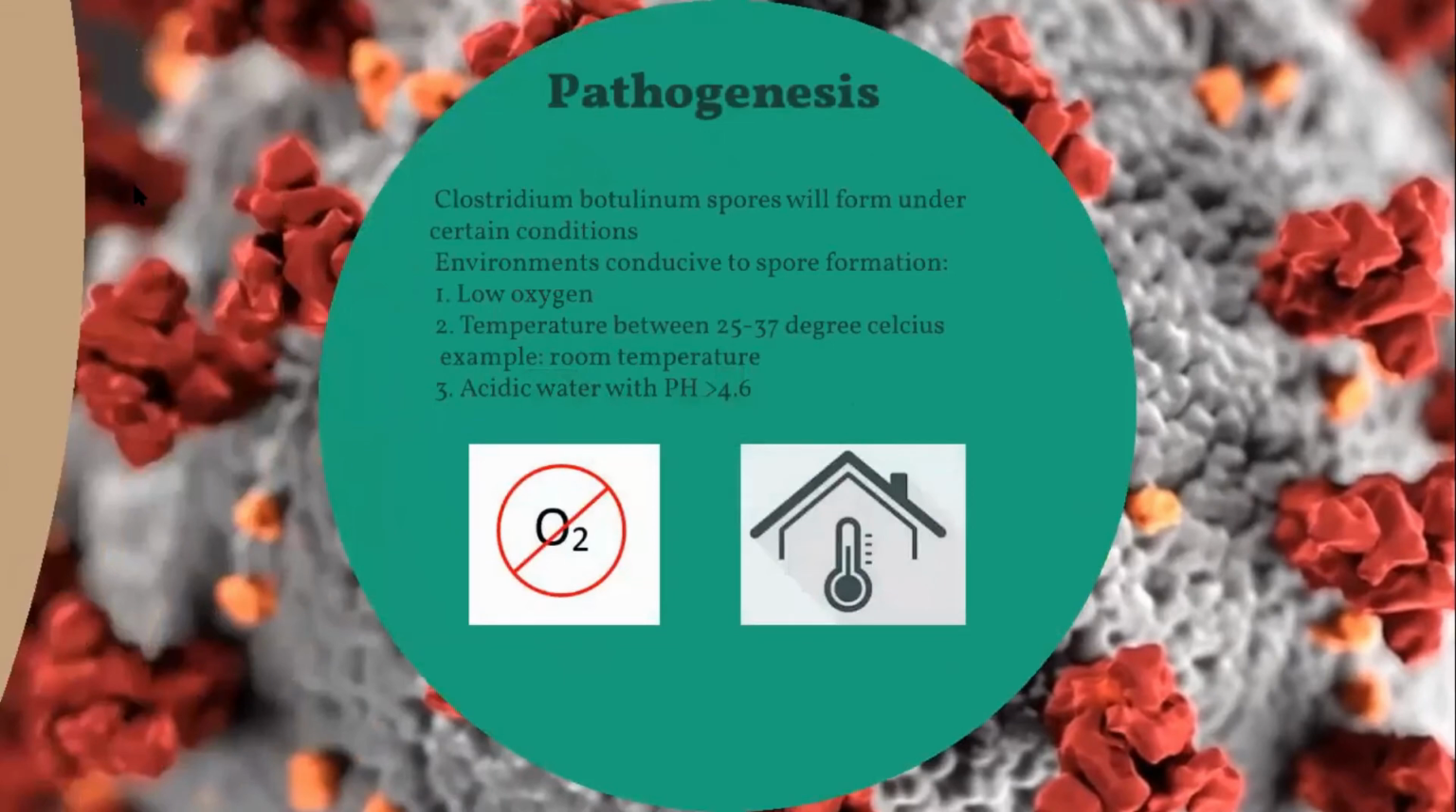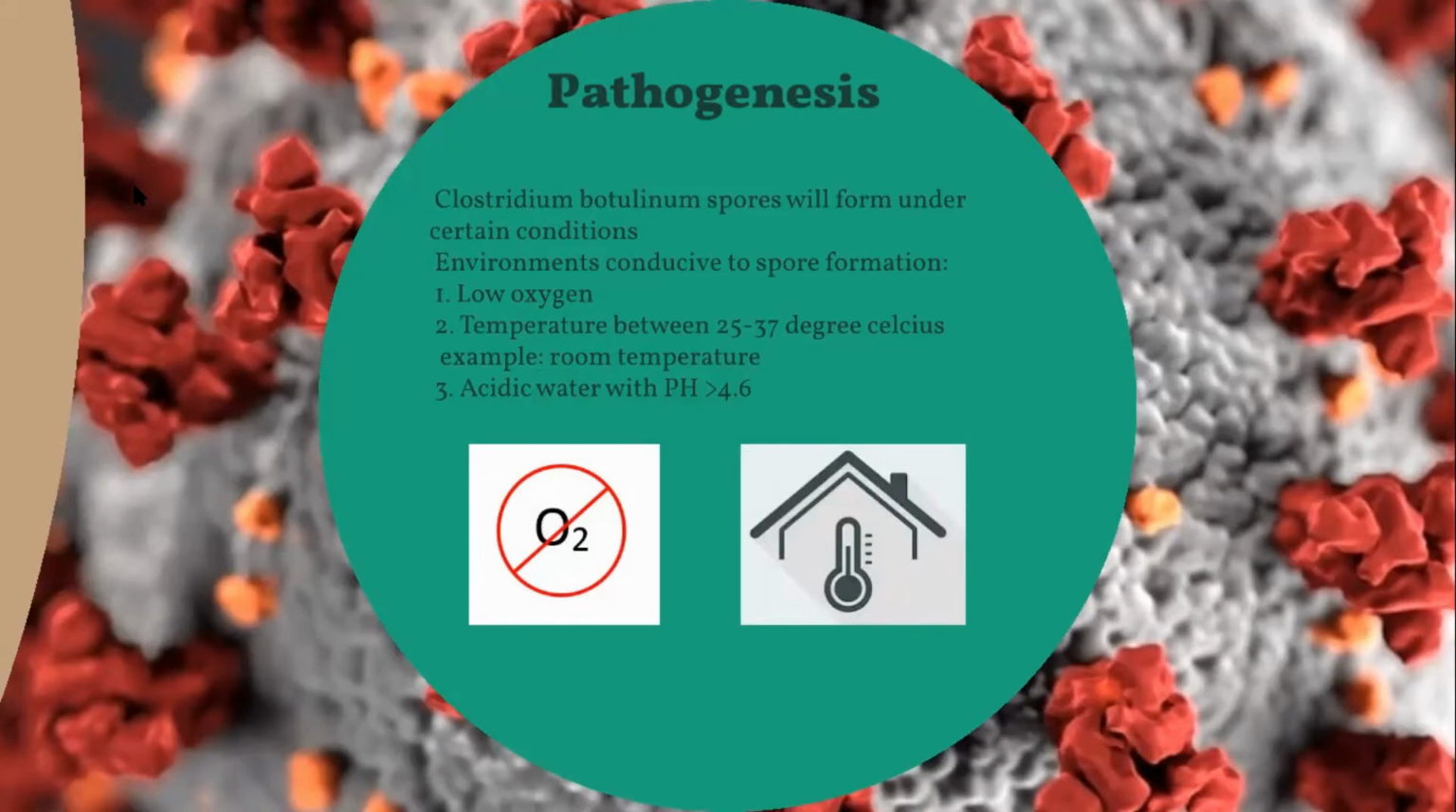So when these spores enter an environment that is conducive for the growth of the bacteria, those spores will revert back into Clostridium botulinum, and this Clostridium botulinum itself is what produces the neurotoxin and releases it to the surrounding environment. And this toxin is actually one of the most dangerous toxins discovered.